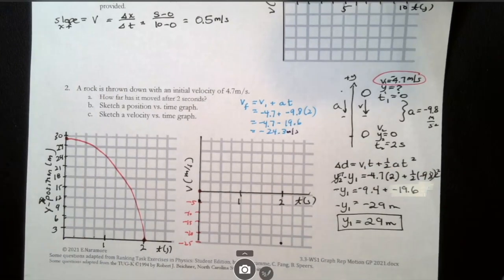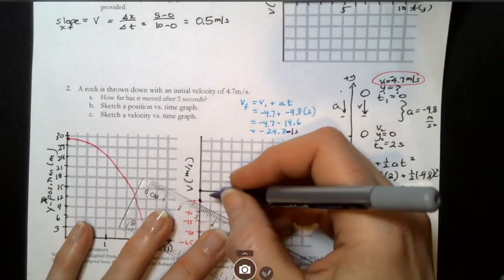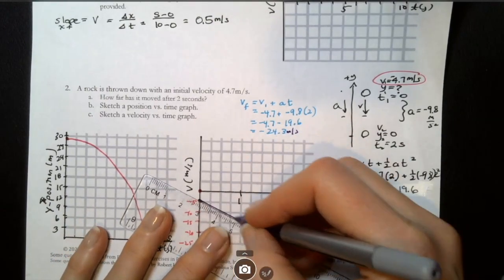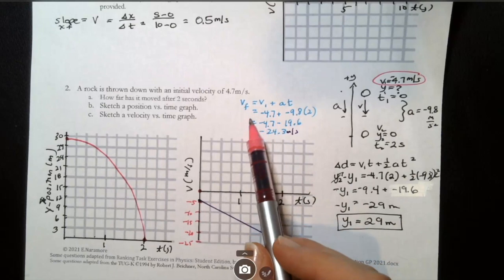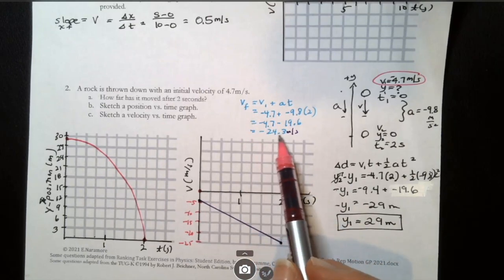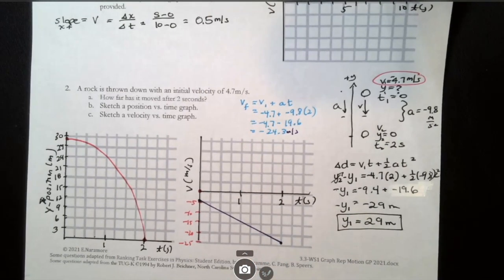And this is increasing speed. And remember, we don't have curves on velocity-time graphs, so we're just going to connect them with a straight line. That's what this graph looks like. Now, let's say you didn't have time or you didn't think of calculating the final velocity to figure this out. Don't worry about it. Just make sure you put this in the right direction.